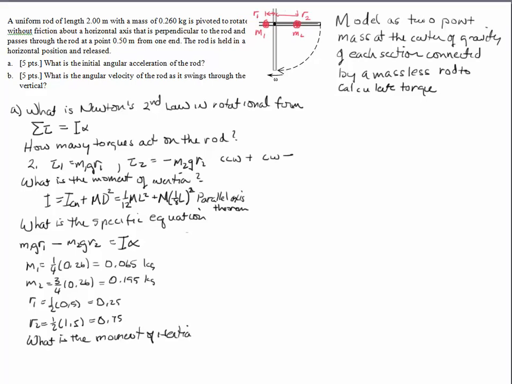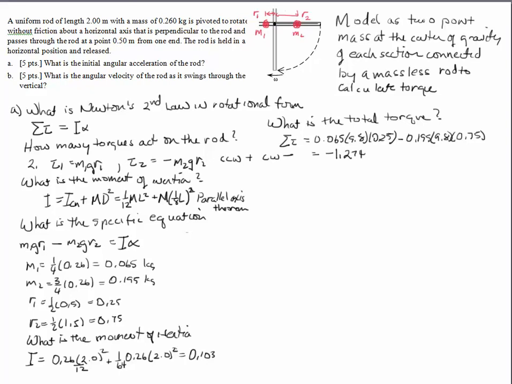Now let's calculate the moment of inertia. And of course, the moment of inertia is, after plugging in the numbers, 0.103 kilogram meter squared. Now what is the total torque? And I show here a calculation of the total torque. And we just sum the torque from each component, m1g r1 minus m2g r2, and we come out with minus 1.274 Newton meters.